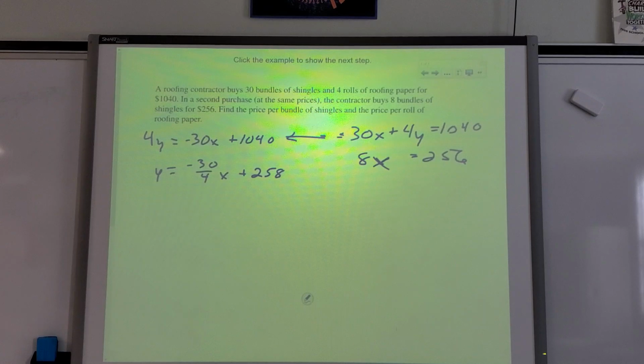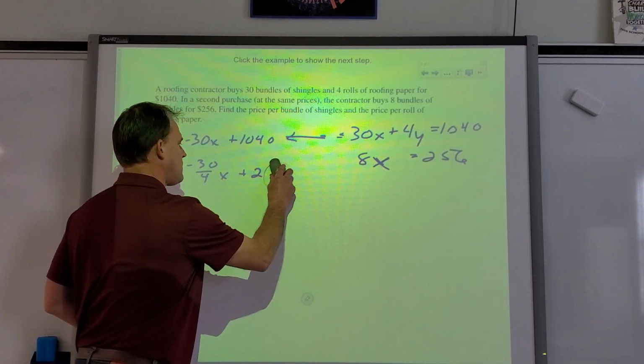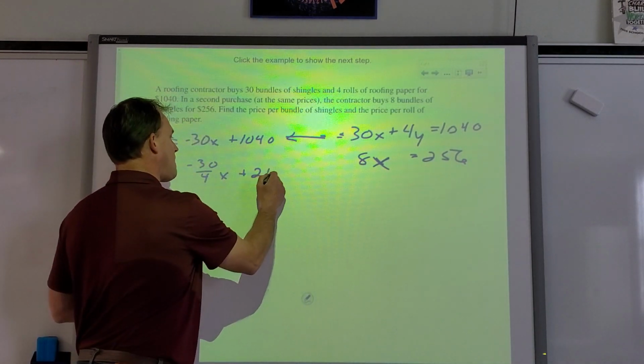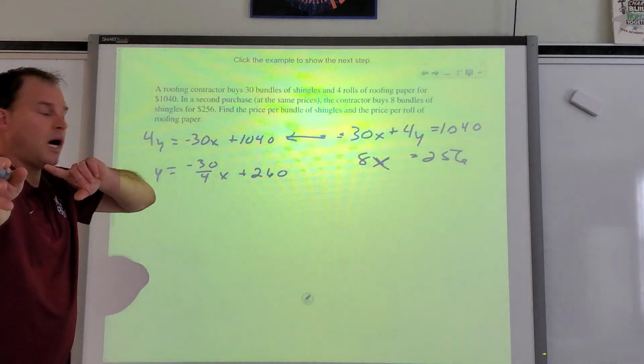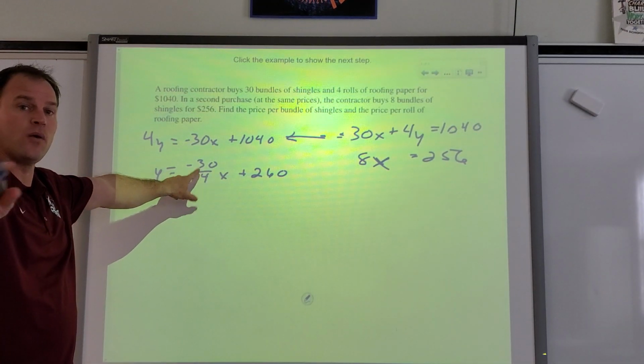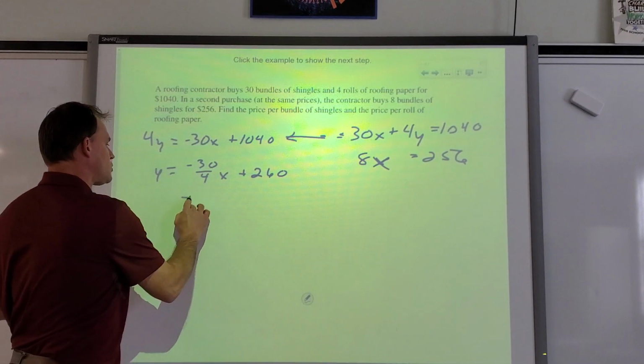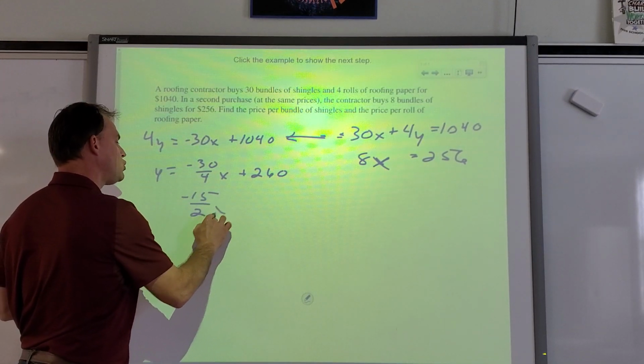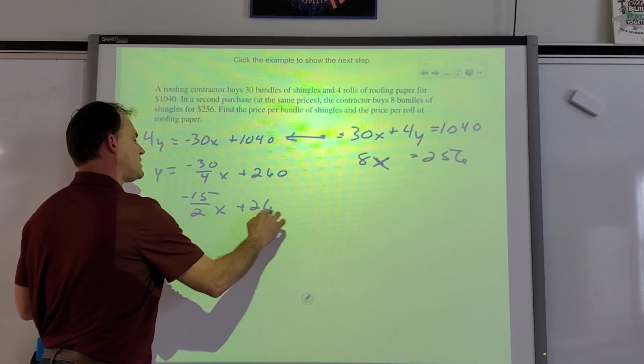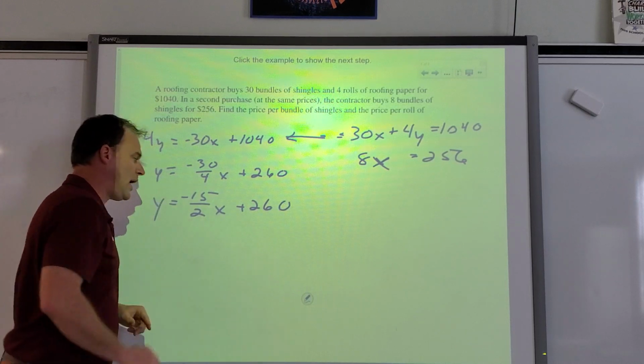We've talked about this before. I want to leave that improper, but I don't want to do a fraction. I don't want to do a decimal. Definitely don't want to do a decimal. 260. What's closer? I knew 258 just didn't sound right. 260. I definitely don't want a decimal here. I want a fraction. I don't want those big numbers if I can. So 2 goes into both of those. So minus 15 over 2 plus 260 equals y.